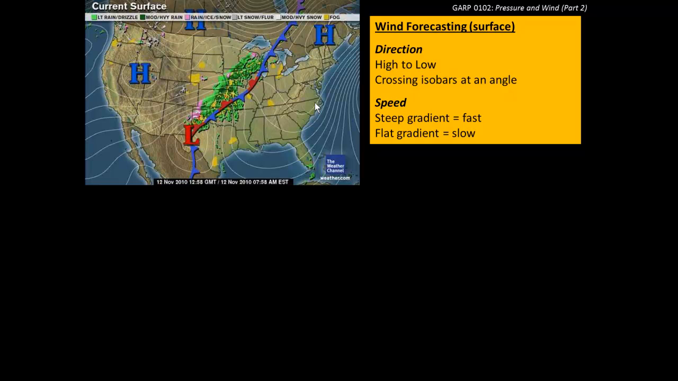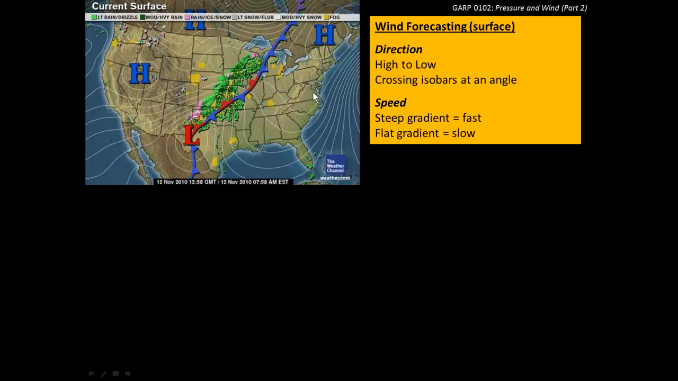And it all is about wind forecasting, especially at the surface, right? And the rules are pretty simple. The direction is always from high pressure to low pressure. And at the surface, the wind always has to cross the isobars diagonally at an angle. The wind can never blow perpendicular to the isobars and can never blow parallel to the isobars near the surface.